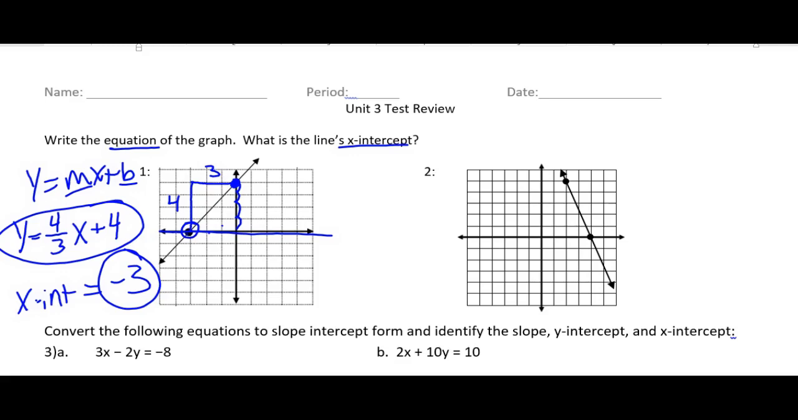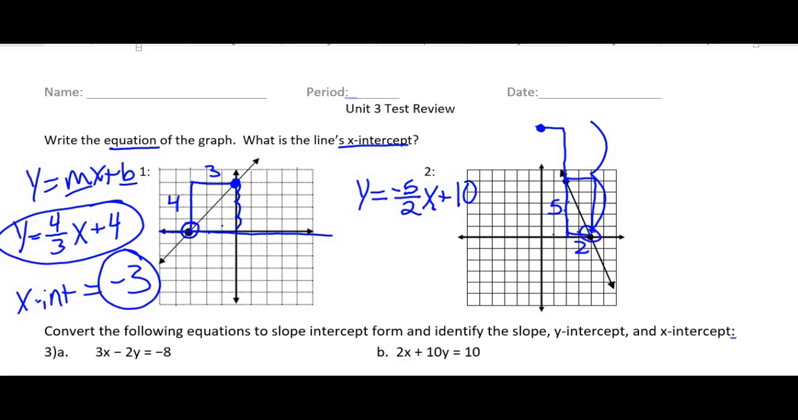Second line over here, same thing. Y equals, we need our slope. This is a negative line, a negative slope, so going down, 1, 2, 3, 4, 5, over 2. So -5 over 2, x, plus, now our y-intercept is not really visible here, but if we follow the pattern of the slope, up 5 over 2, up 5 more over 2, we're going to be at 10, because we're going up 5, then up 5 more. So, -5 over 2x plus 10.